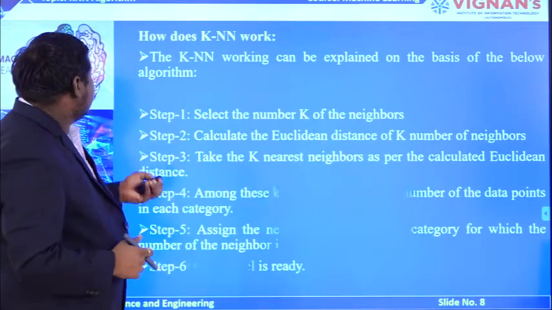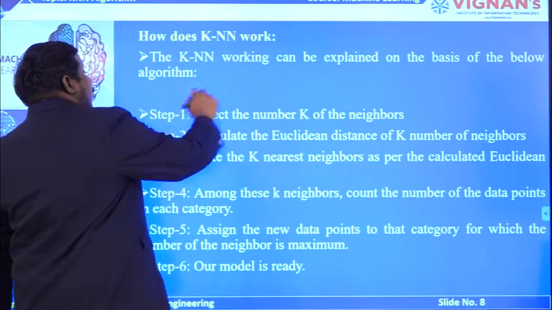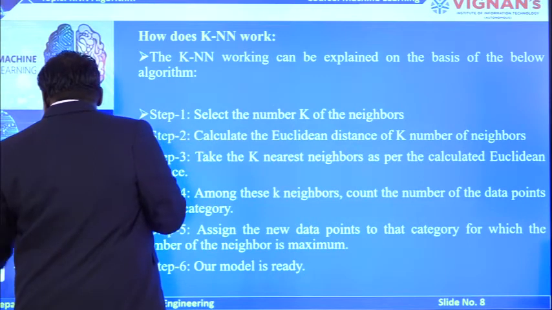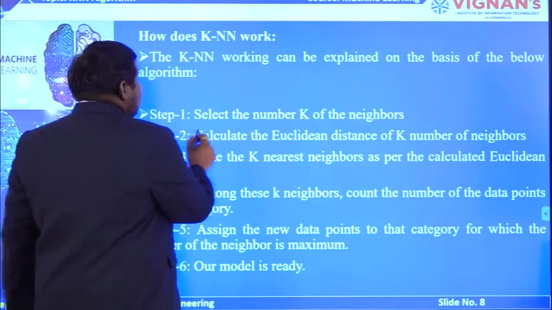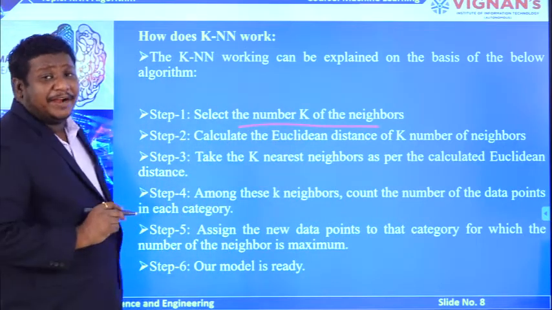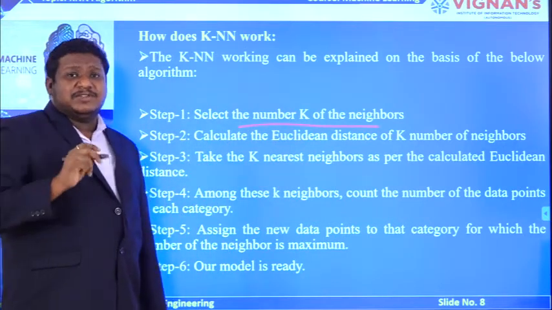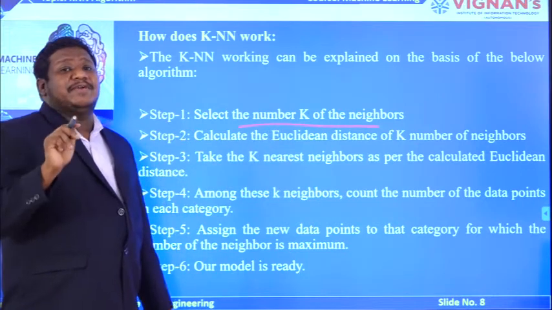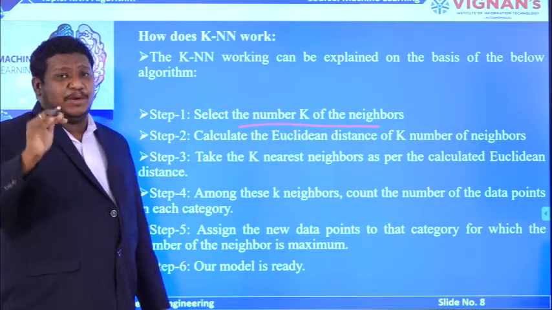See, this is the algorithm. The KNN working can be explained on the basis of the below diagram. So in step 1, what are we going to do in this algorithm? First, select the number k of the neighbors. So first you find the number of neighbors. The number of neighbors will be equal to k. So what does the k value mean? The number of neighbors in your problem.